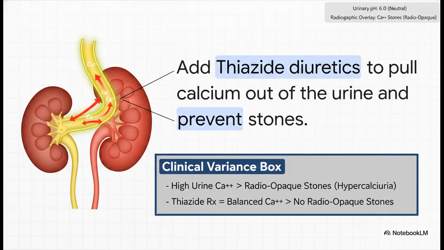So, alongside aggressive hydration, what's your definitive pharmacologic move for recurrent formers? It's strictly adding a thiazide diuretic. Thiazides increase calcium reabsorption in the distal convoluted tubule, literally pulling calcium out of the urine and right back into the blood. No hypercalciuric environment means no precipitation. It's a simple, elegant fix, and it needs to be your immediate clinical reflex.